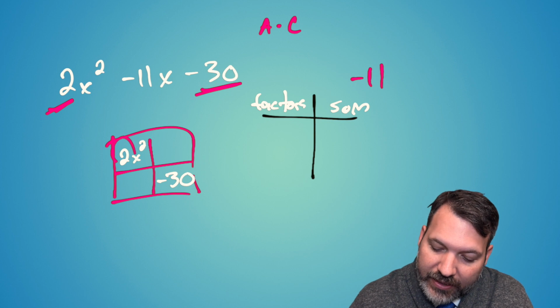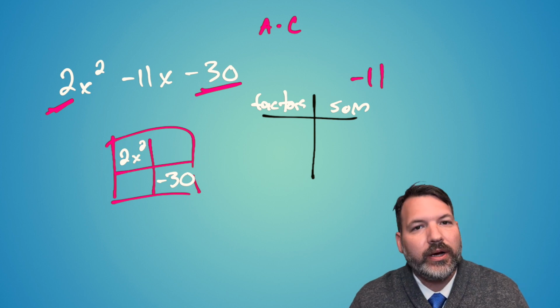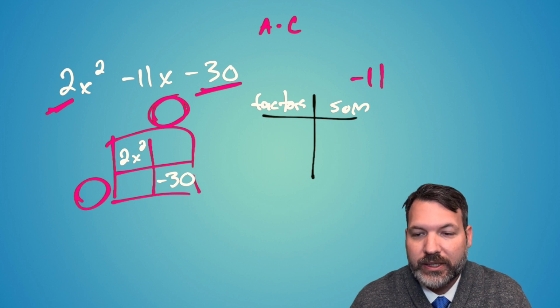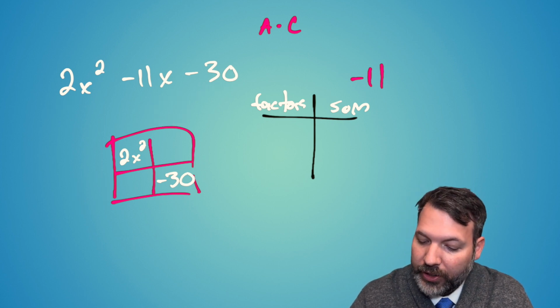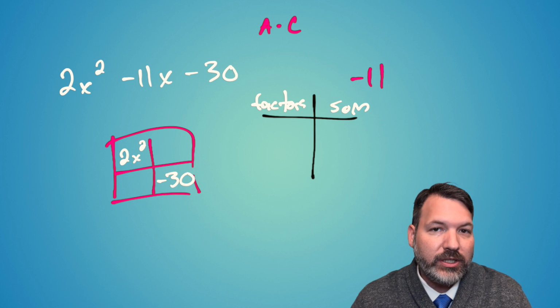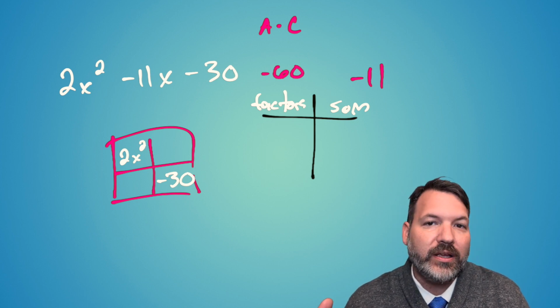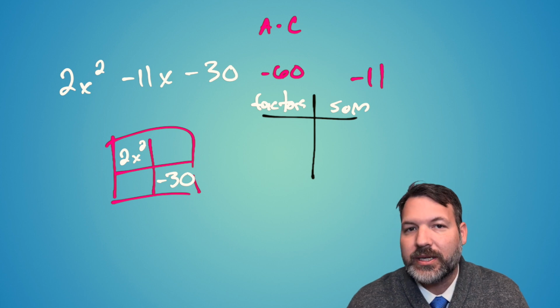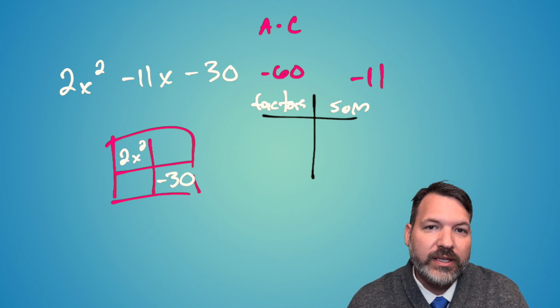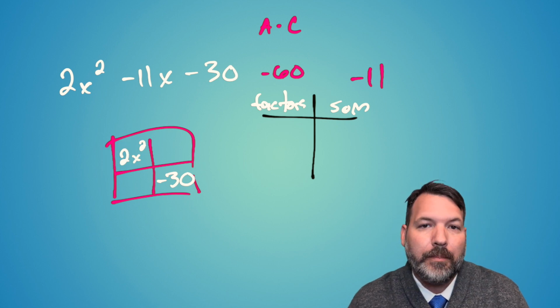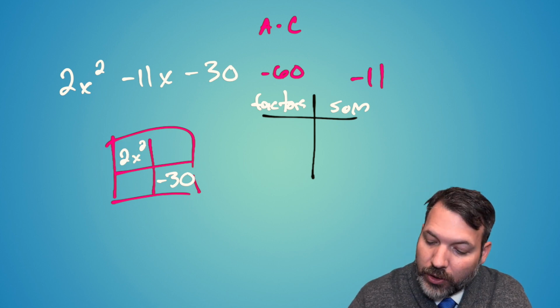In this case, a is that 2 that we already talked about, which should be affecting the dimensions that go on the outside of our box here. The minus 30, of course, we already know about, but we're going to multiply 2 times that minus 30, and so actually what we want are factors of negative 60 that add up to negative 11. That's what will fill in these other two boxes to help us take into account the fact that this is a non-monic trinomial. So let's go about listing them out.